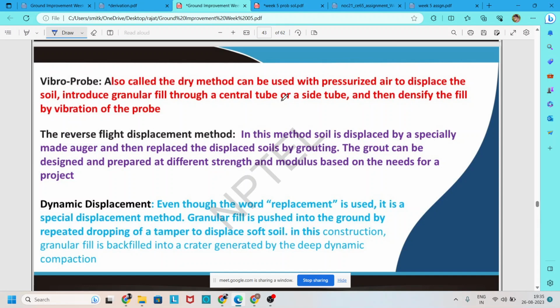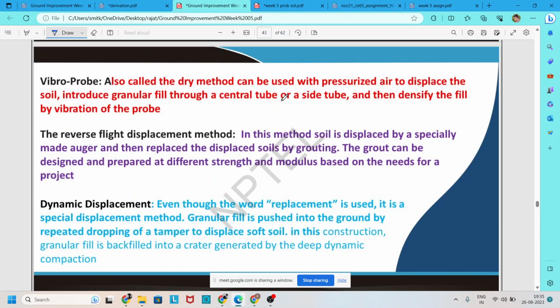because in this method we improve the ground based on our requirement. That means if we need to strengthen our ground to, say, 200 kPa, for that we need a grouting material designed in the laboratory. Like that, we improve the ground based on our requirement. The last one is dynamic displacement.